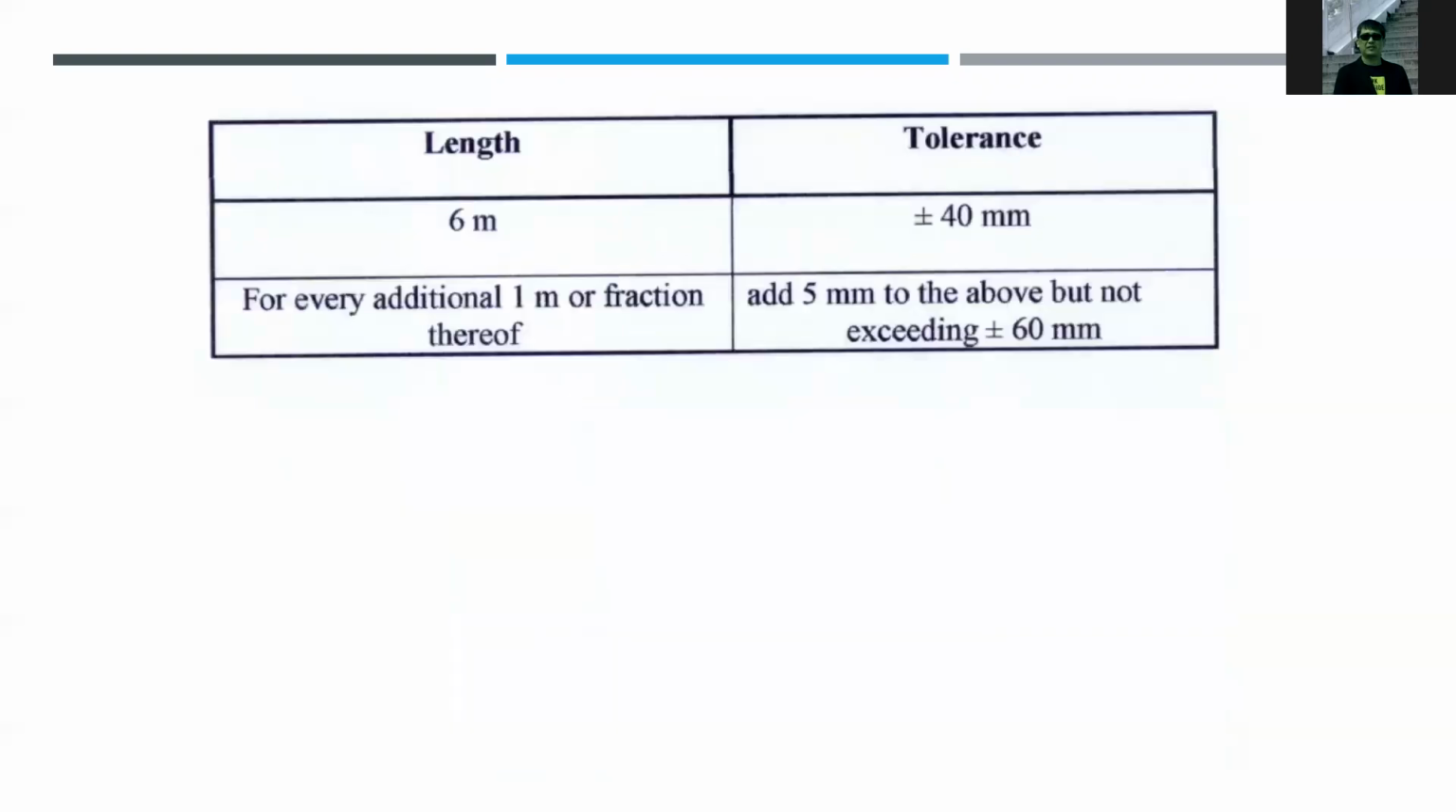Okay, so there is also what you call tolerances, as I have said before. If you buy a 6 meter length bar or a rod or a tube, there is a tolerance of plus minus 40 millimeter. It means that it may be 40 millimeter longer or it may be 40 millimeter shorter. So that is the tolerance for every 6 meter length of steel.